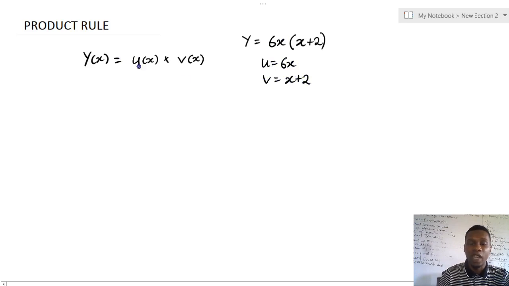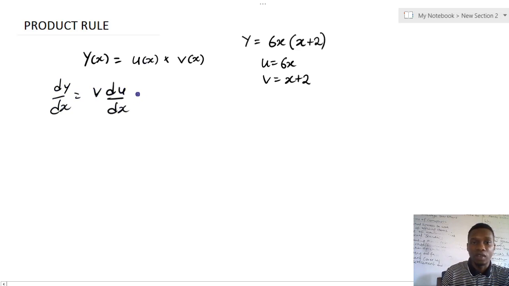Now the product rule helps us to differentiate two functions multiplying each other. How do we find the product rule? The product rule for differentiation says that when I take the derivative of y, dy/dx, it is equal to v du/dx plus u dv/dx. This is the formula we use in finding the derivative of a function when it is a product. Now I would like to take an example to show you how to solve this.